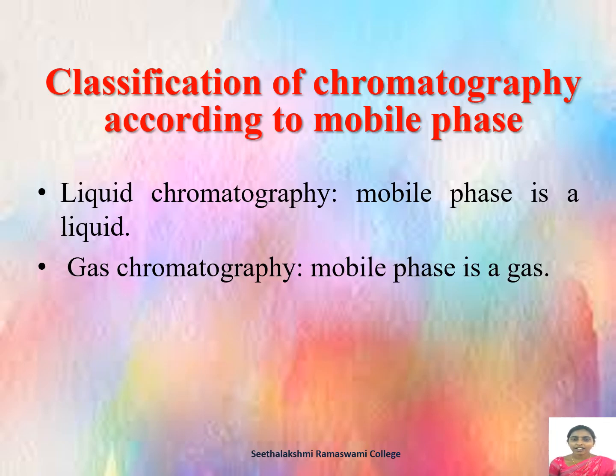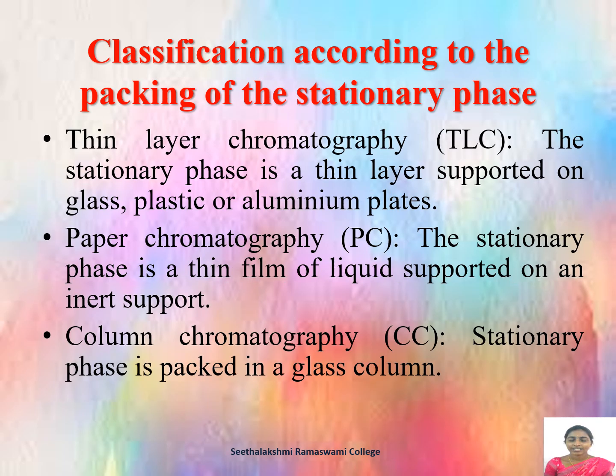Classifications of chromatography according to mobile phase. In liquid chromatography, the mobile phase is a liquid. In gas chromatography, the mobile phase is a gas. Classifications according to the packing of the stationary phase. Thin layer chromatography: the stationary phase is a thin layer supported on glass, plastic or aluminium plates. Paper chromatography: the stationary phase is a thin film of liquid supported on an inert support. Column chromatography: the stationary phase is packed in a glass column.